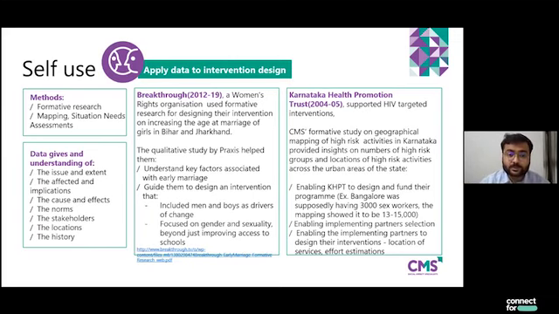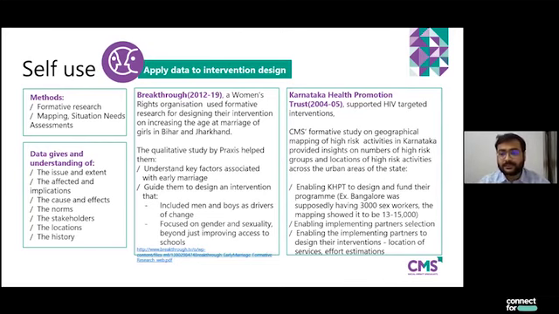So Breakthrough is a women's rights organization that was planning to implement an intervention to increase the age of marriage of girls in Bihar and Jharkhand. Now, like most gender programs, it was directed towards girls. It was intended to increase school enrollment, increasing years of schooling so that the age of marriage gets delayed.